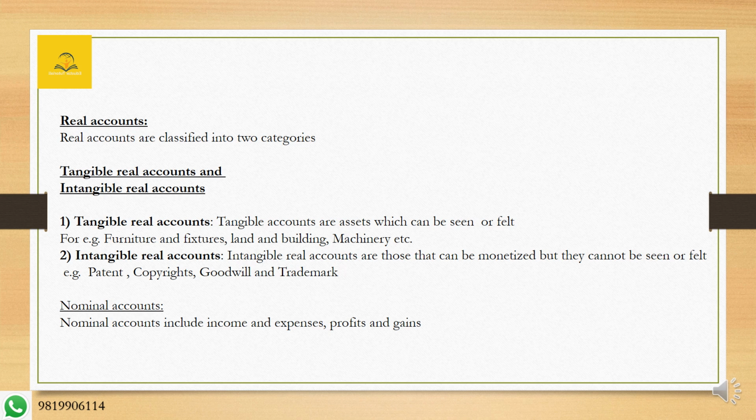You can touch and feel this asset. It will help you grow your business. It comes under the definition of an asset, and this transaction falls under the category of a real account. Under this we have two types: the tangible real account and the intangible real account. Tangible real accounts include furniture and fixtures, land and building, machinery. Tangible real accounts are assets which can be felt or seen, for example furniture and fixtures, land and building, machinery, etc.